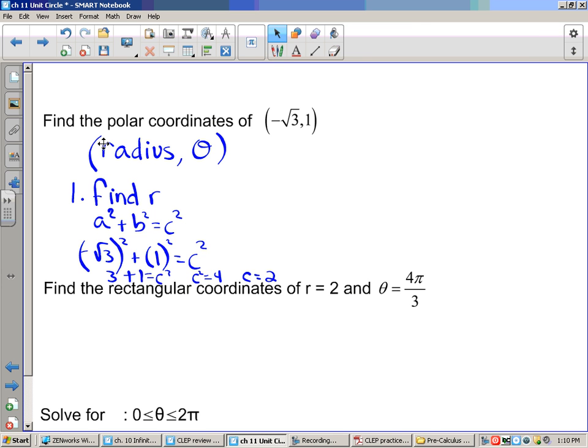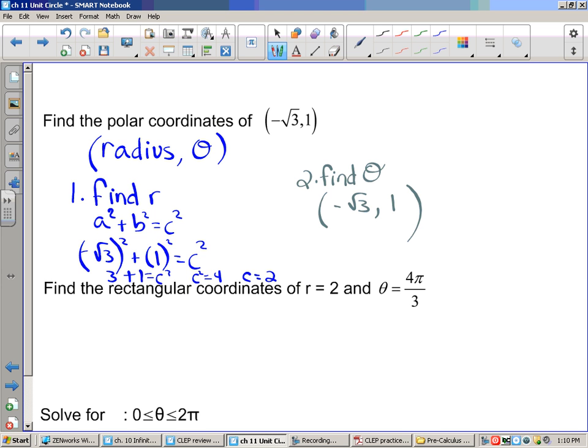Now, step number 2 is to find theta. And when we found theta in the last video, we talked about what you do is you take the coordinate, -√3, 1, and you're going to divide by our radius that we just found of 2. Okay, that's how we're going to do that. We're going to use that 2.